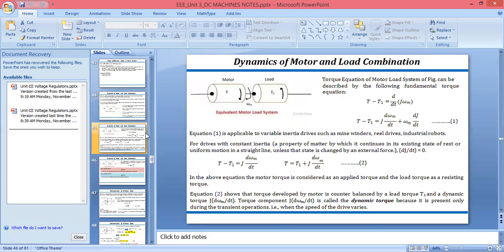So we can calculate here tau minus tau 1 equal to derivative of J wm. So we can calculate again. We know moment of inertia is a constant term, so we can take it as it is.